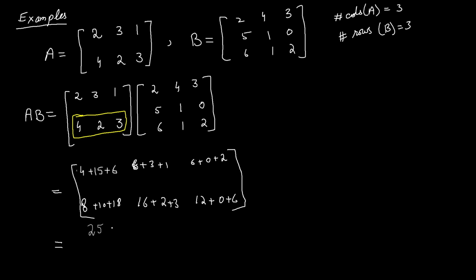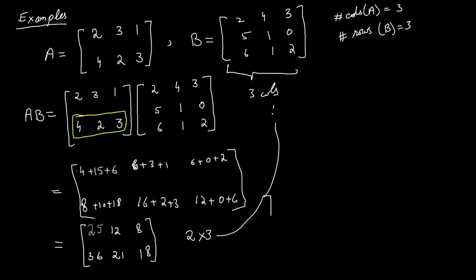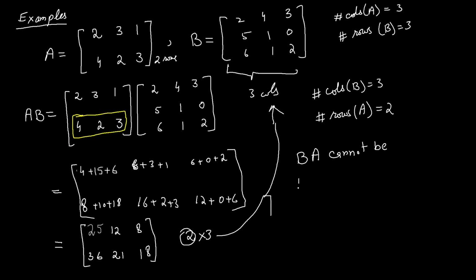The resultant matrix has two rows which is equal to the number of rows of A and has three columns which is equal to the number of columns of B. Can we perform the matrix multiplication BA in this case? The number of columns of B is 3 and the number of rows of A is 2. They are not equal. Therefore, the matrix multiplication BA cannot be performed.